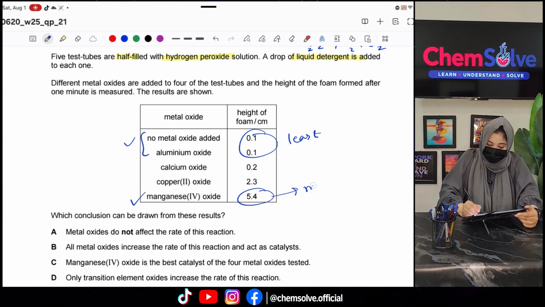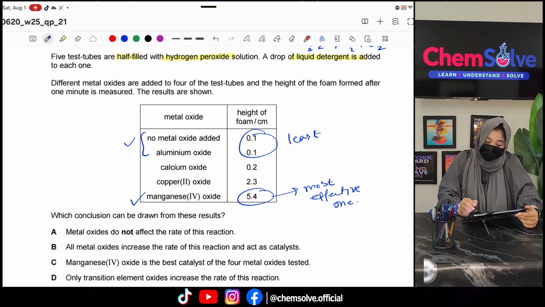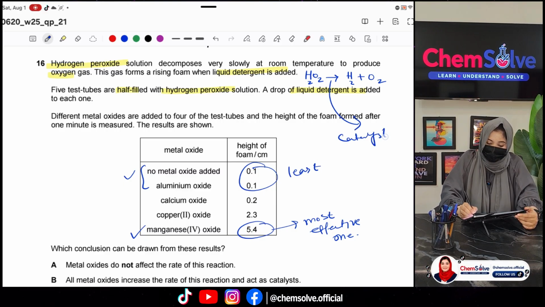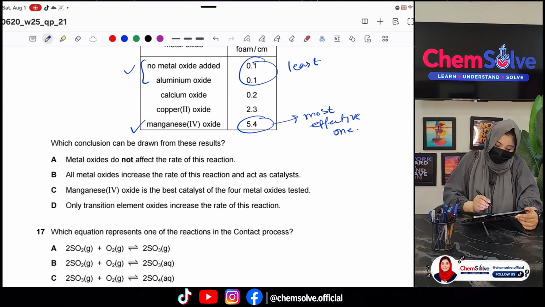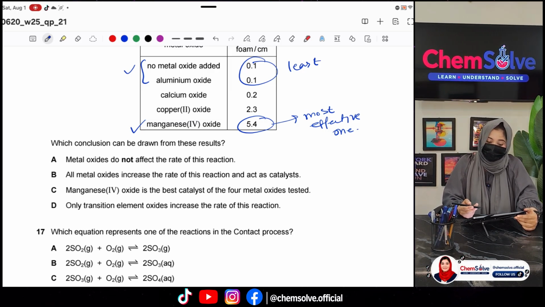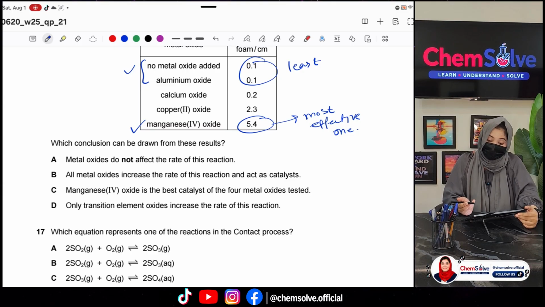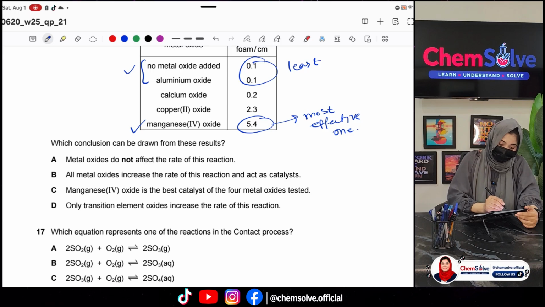It means this is the most effective one because it raises the foam to the maximum. So for this reaction, it acts as a catalyst. It speeds up the reaction. Metal oxides do not affect the rate of this reaction? They are affecting clearly, because the first two are 0.1, then it increases to 0.2. With copper it increases to 2.3, and with manganese(IV) oxide it is even 5.4. So they are clearly affecting.